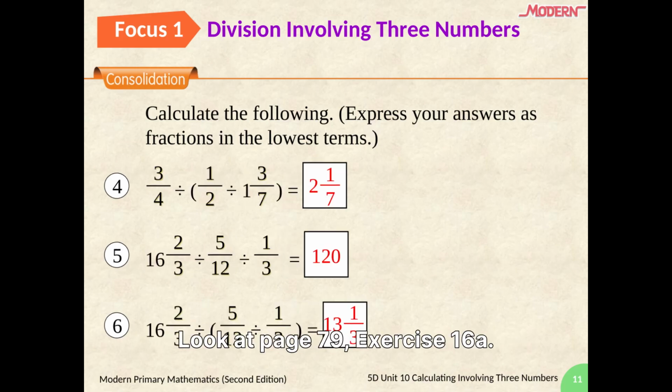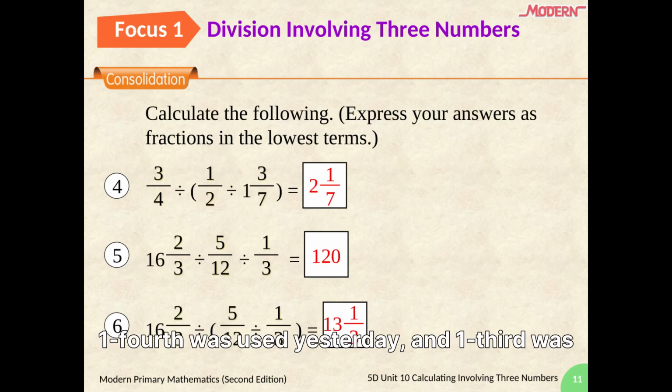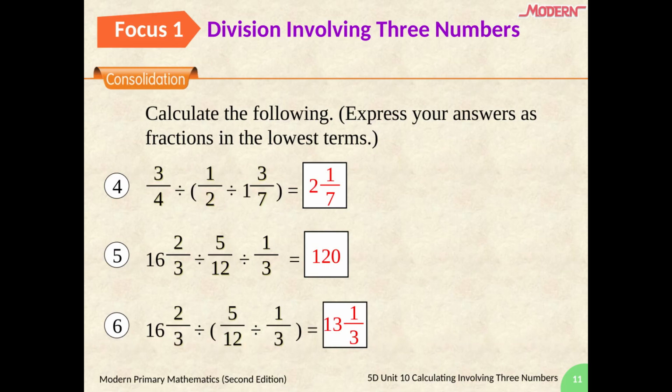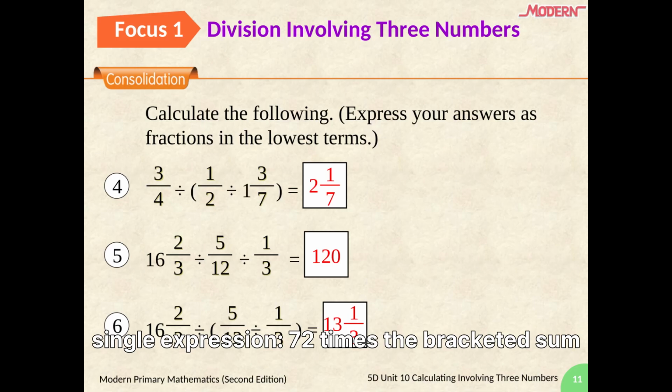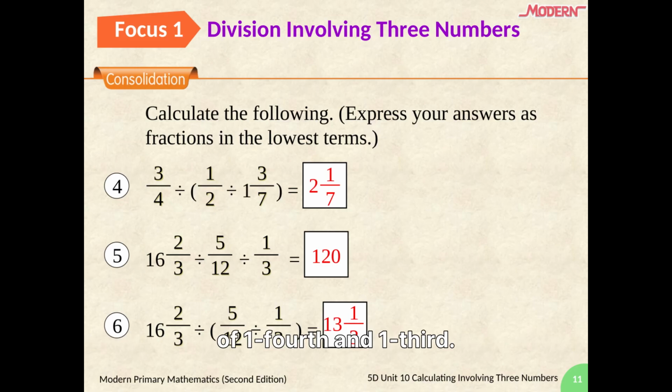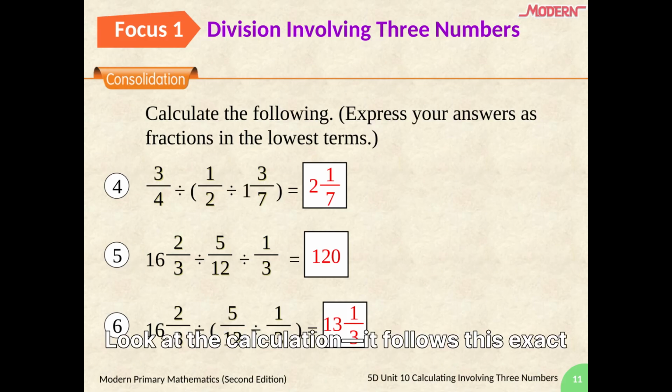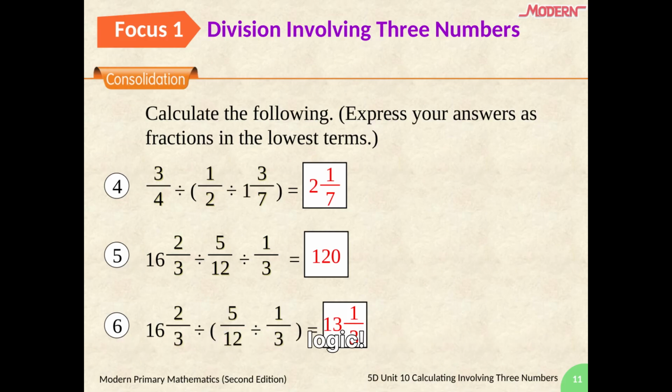Look at page 79, exercise 16A. We have 72 eggs. 1/4 was used yesterday, and 1/3 was used today. How many altogether? The thinking way is to use a single expression, 72 times the bracketed sum of 1/4 and 1/3. Look at the calculation. It follows this exact logic.